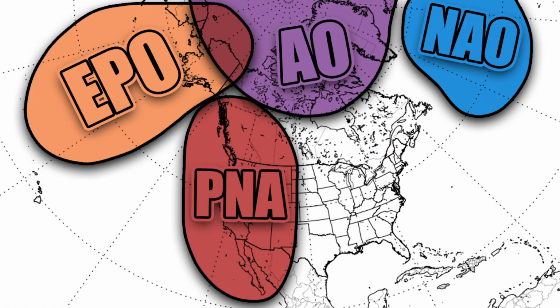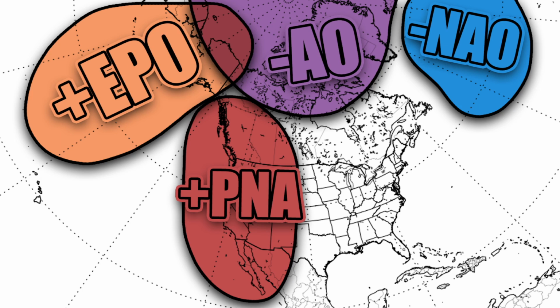And here are the areas that all of these affect. The EPO is out in the eastern Pacific, the PNA is over the western part of North America, the AO is over the Arctic Circle, and the NAO is an area south and east of Greenland. And this is what you would want if you want a colder pattern in the eastern United States: you want a positive PNA, positive EPO, negative AO, negative NAO. This is probably the coldest pattern that you could be in.